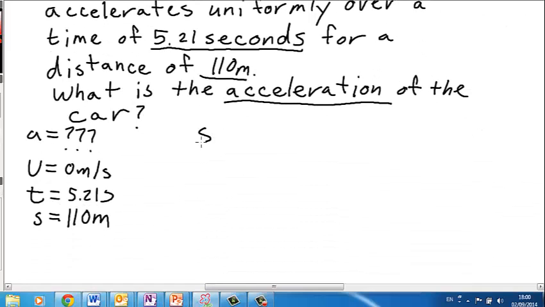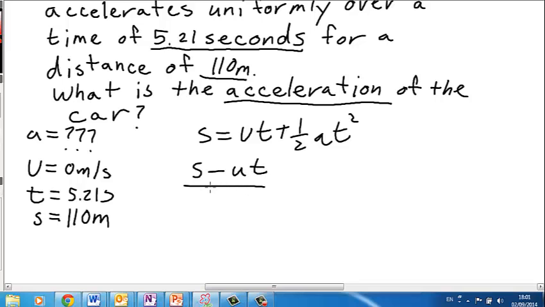So we selected S equals ut plus 1/2 at squared. Okay, so next I'm going to solve for acceleration since that's what we're looking for. S minus ut, multiply by 2, divide by t squared, and I've solved for a.